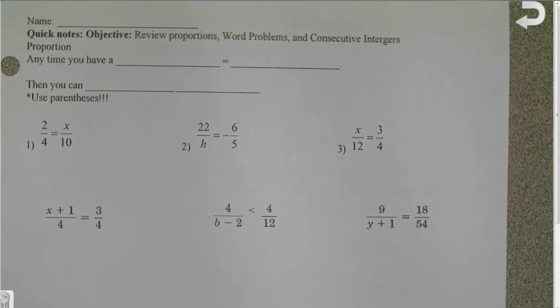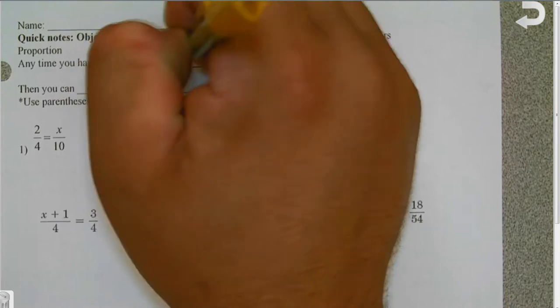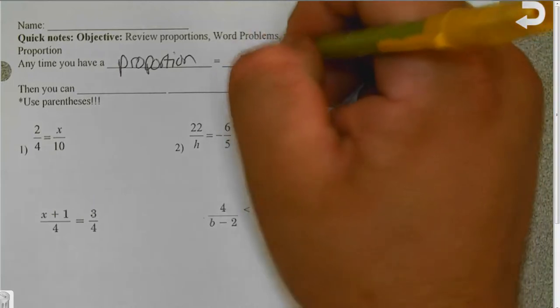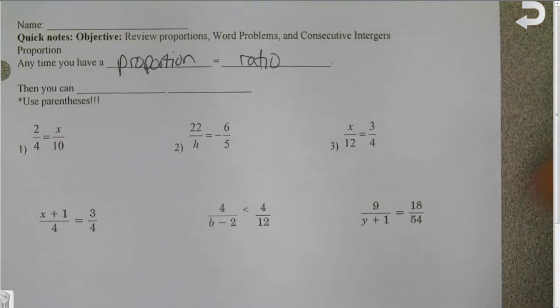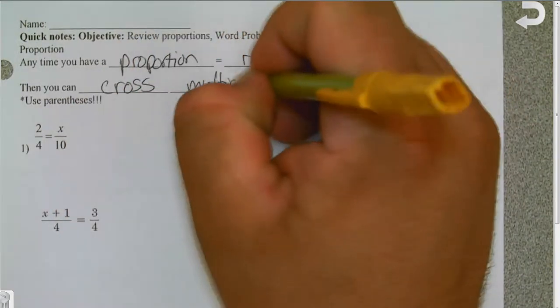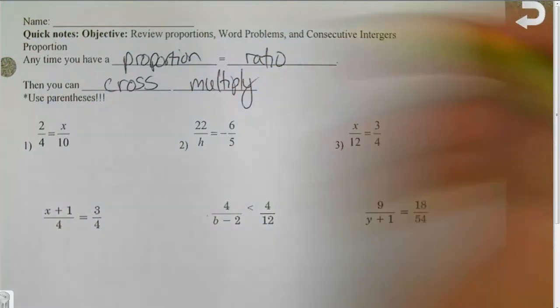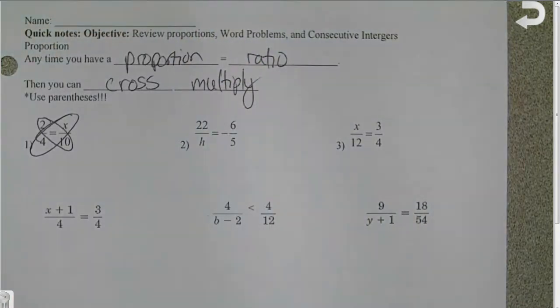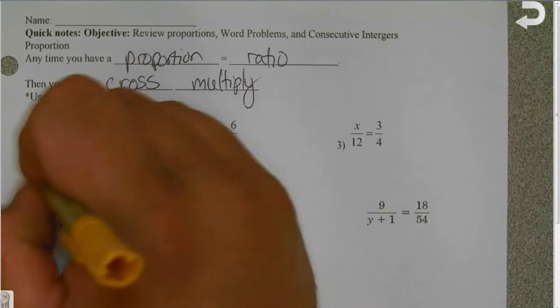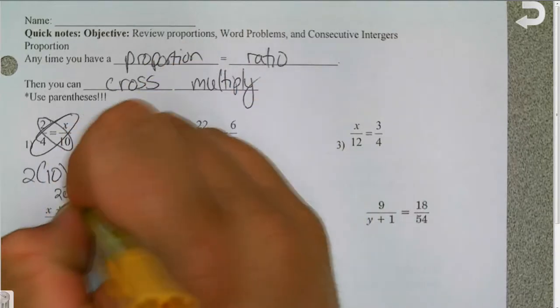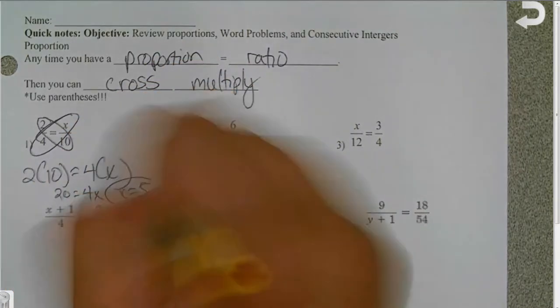So we're going to start off with proportions. Anytime you have a proportion, you are going to set up a ratio. Once you do that, you can cross multiply. And it says to make sure you use parentheses. I call cross multiplication the butterfly method, because that's what mine looks like when I do it. So I do 2 times 10 equals 4 times x. 20 equals 4x. X equals 5. Pretty straightforward.